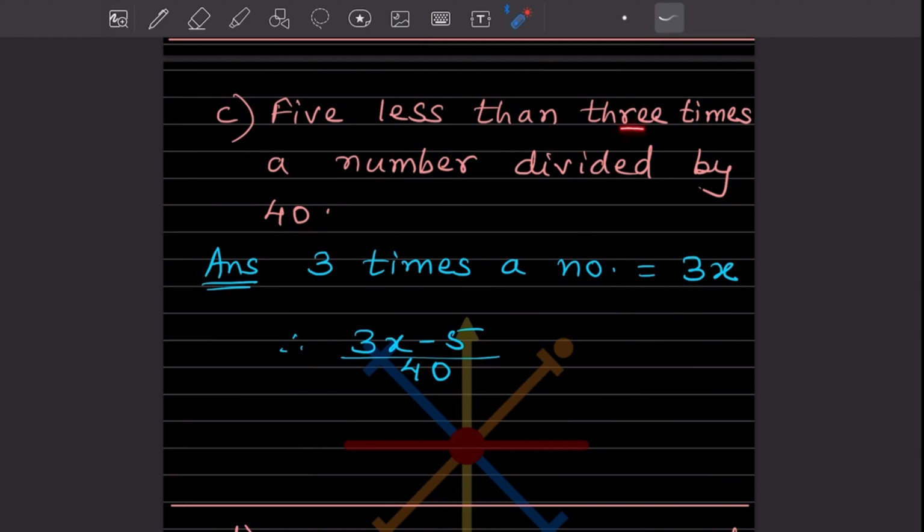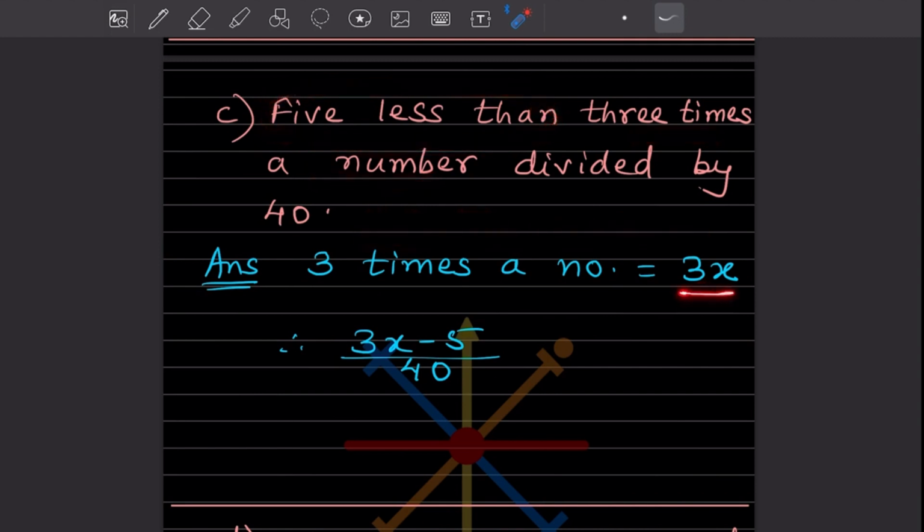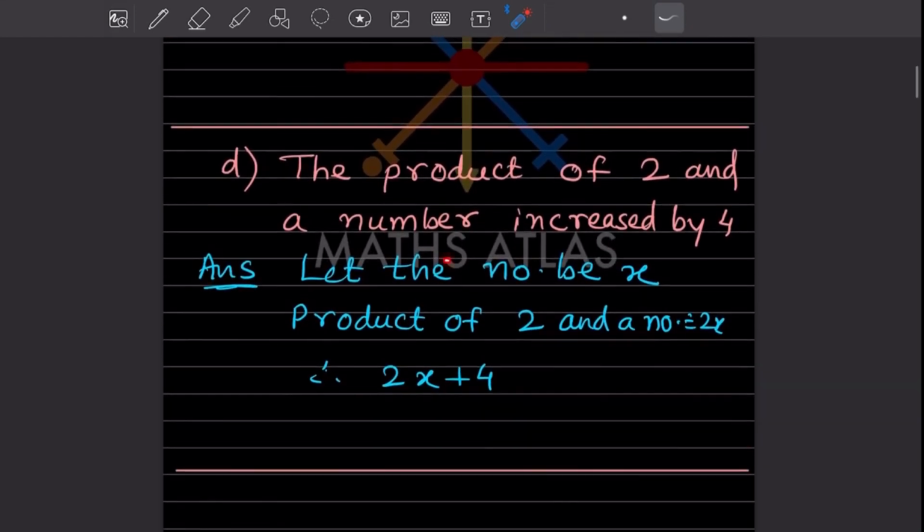So 3 times a number, let's keep this at the side. 3 times a number means, first you can write here, let the number be x. Okay, so 3 times a number means 3 multiplied by x, times means multiplication. Okay, now we will look here. They said 5 less than 3 times a number, so 3x minus 5, correct? And you are going to divide it by 40. So divided by 40.